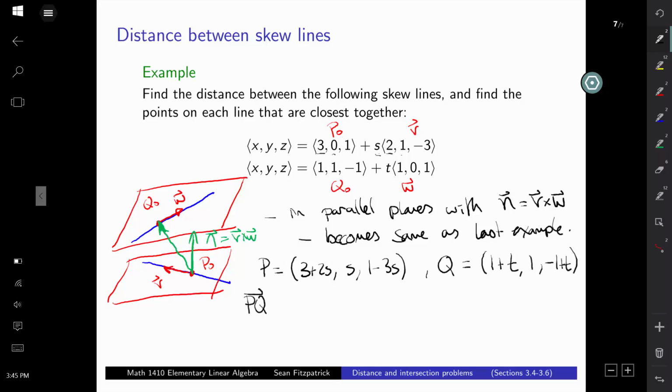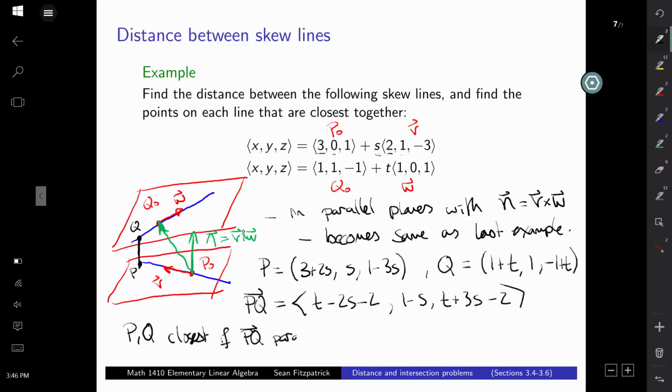So then you form this vector PQ. And so PQ, we do head minus tail, is going to be t minus 2s minus 2, 1 minus s, and then t plus 3s minus 2. Okay, and so this P and Q here, the P and Q that you found, what are these guys? They are the closest points. Okay, so P and Q are closest if PQ is parallel to the normal vector, right? So how do I guarantee that this thing is parallel to the normal vector?